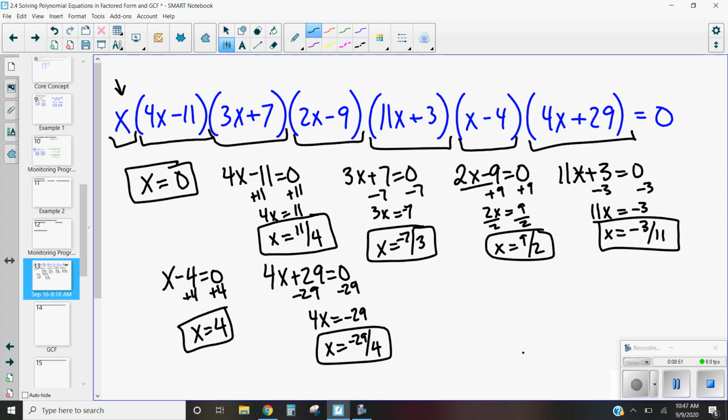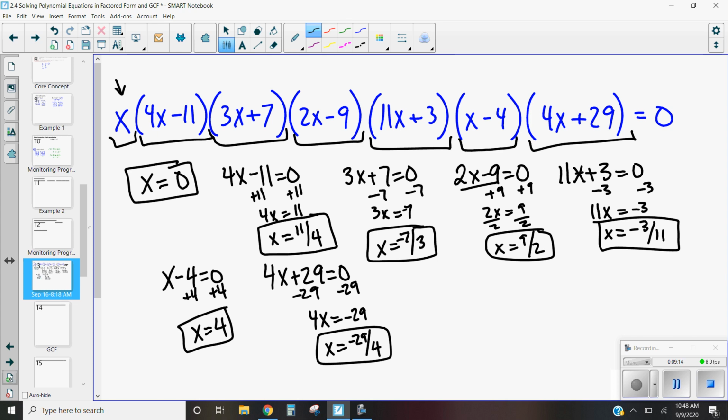So here in this case, I got all 7 of my solutions. Notice how some of these were like a 2x minus 9 or 4x plus 29. This required me to do a 2-step solution, both adding and then dividing. So our goal here every time when we're finding that solution is we need to get x all by itself. And that's what we want to do. So regardless of how many polynomials we multiply, we can always find the number of solutions here.